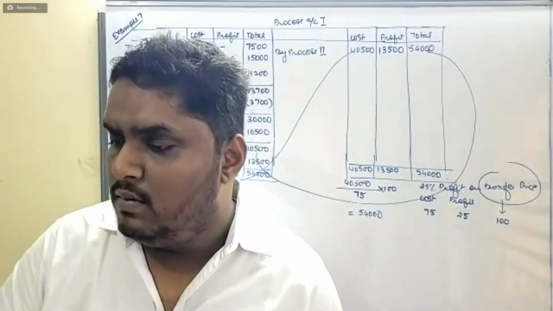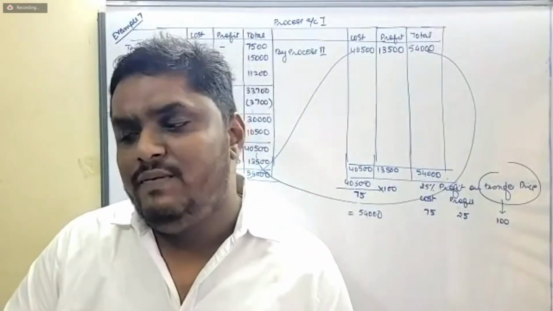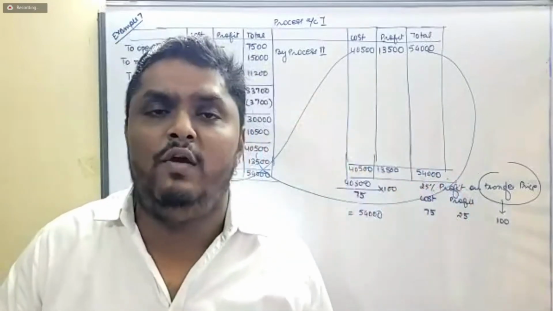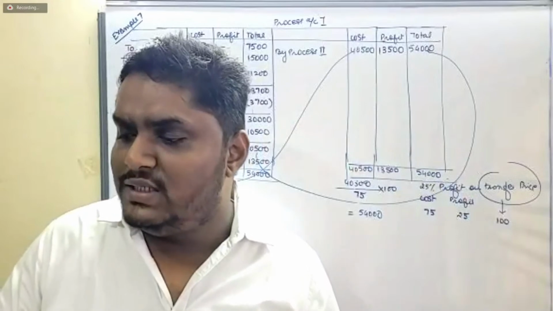Yes, Aslam. Yes, Virali, you can write it on the credit side of the process account also, the value of closing stock. Both the approaches are correct.